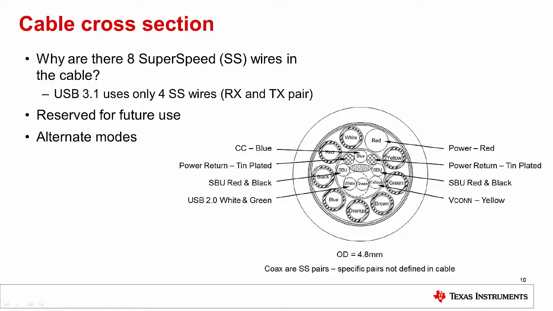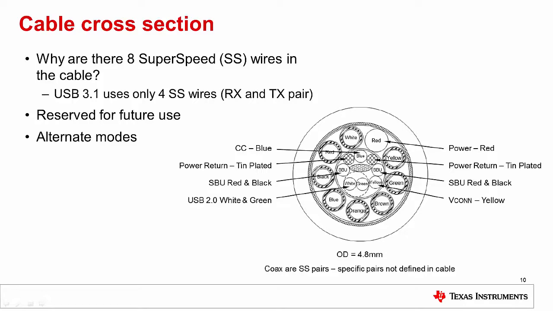Well, the first response to that is that they're reserved for future use. In fact, USB 3.2, which has recently come out, uses all 8 of the wires to get to a faster data rate on USB. But even today, some of the alternate modes use all of the wires in the cable to display video and to get faster data rates. So just because they're not used by USB 3.1 doesn't mean they're never used. Just want to make sure that that was clear.